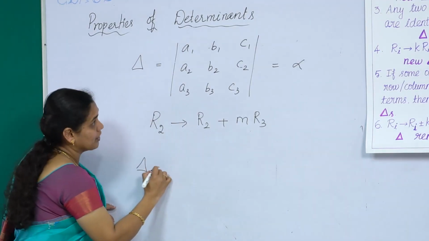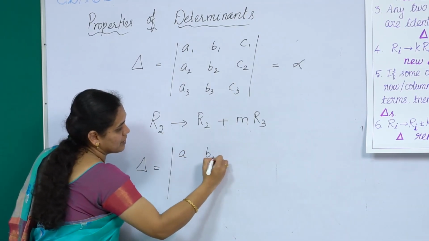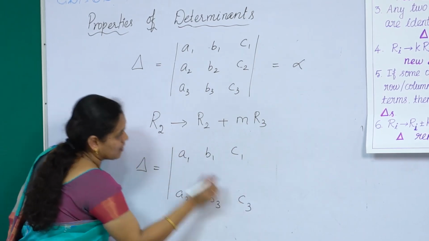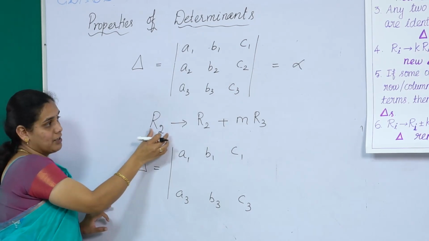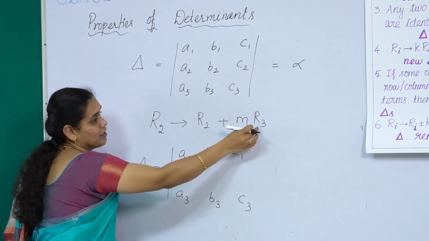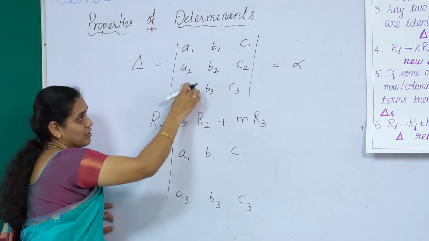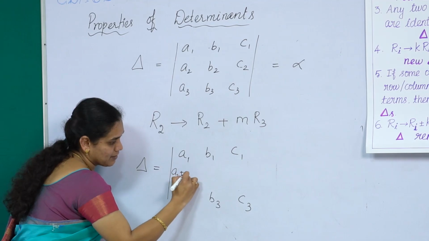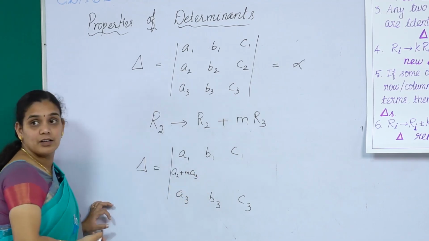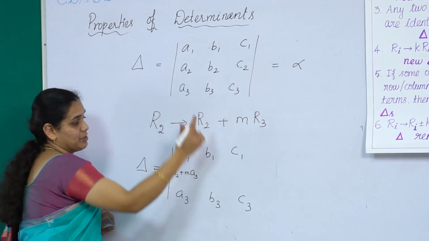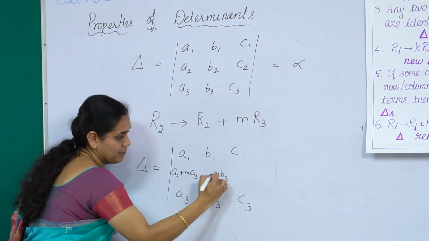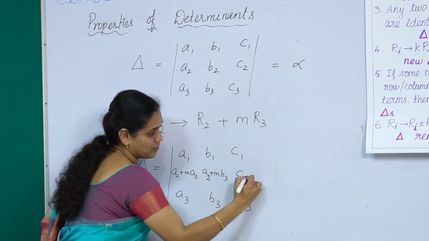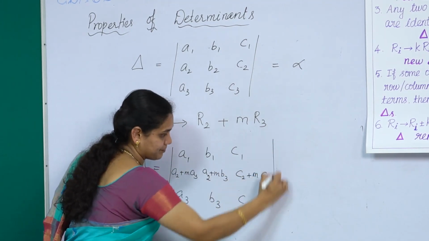Let us see, delta equal to: the first row will not change and the third row will not change, only R2 will change. So how do we get it? We multiply R3 with m and add. So A2 plus m times A3. Hope you get it. We multiply with m and add to the corresponding element. And this one, C2 plus m times C3.